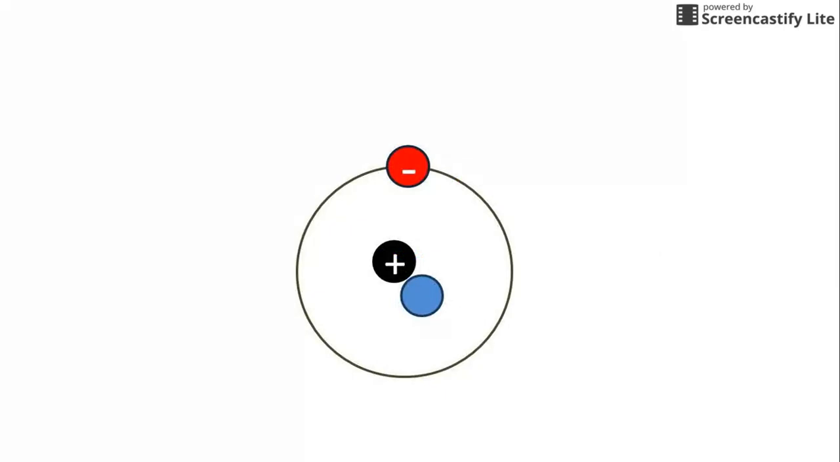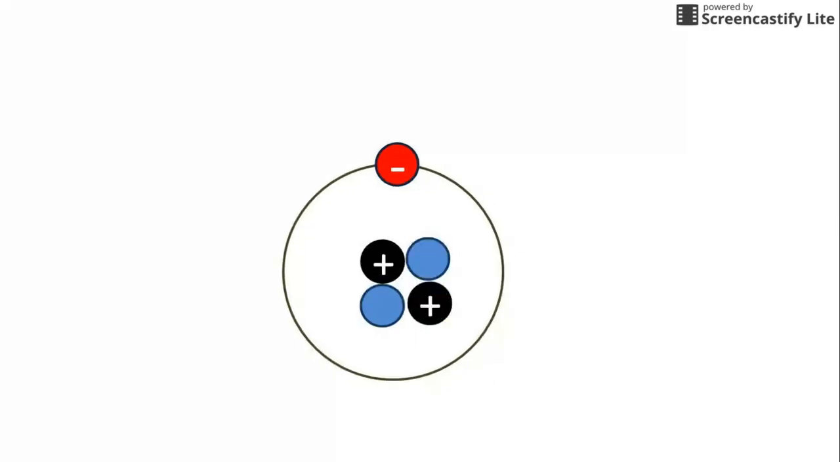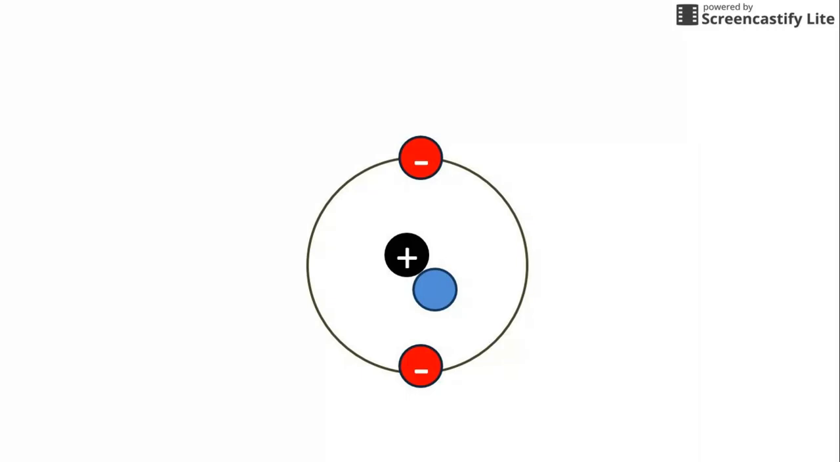So what would be the charge of this ion? Neutral. What would be the charge of this ion? This one would be positive because there are 2 positive protons in the middle and only 1 electron. And what about this last one? This one would be considered negative as there are 2 electrons for every 1 proton in the middle.